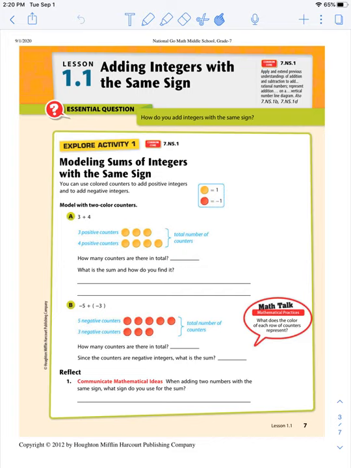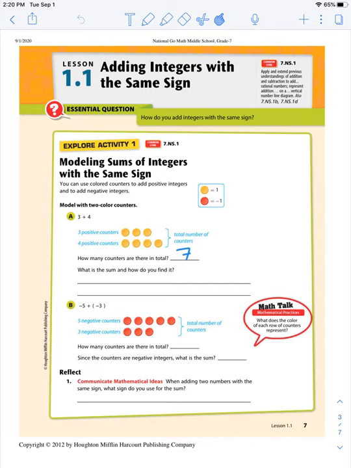So if I have 3 yellow coins and I add 4 more yellow coins, how many counters are there in total? There are 7. So positive 3 plus positive 4 is 7. We added that by counting the total.